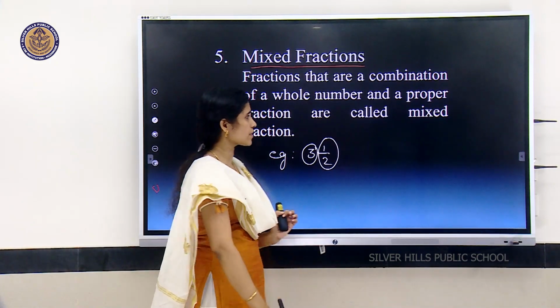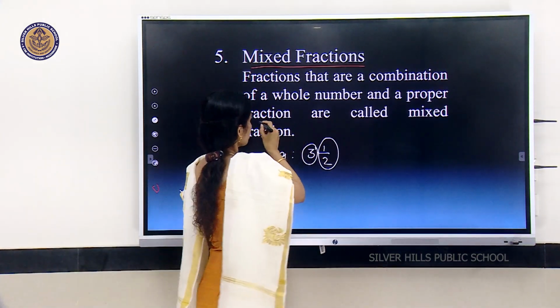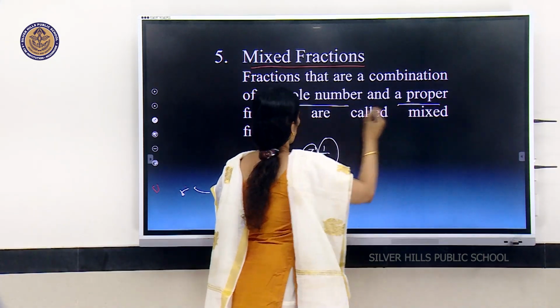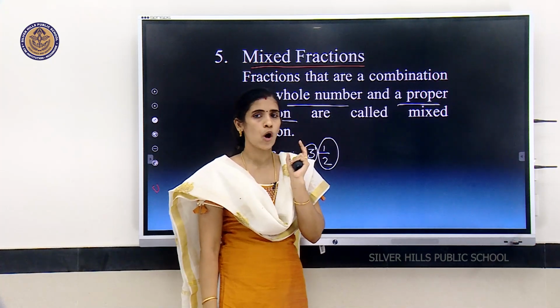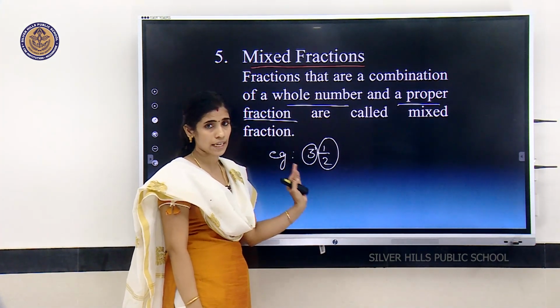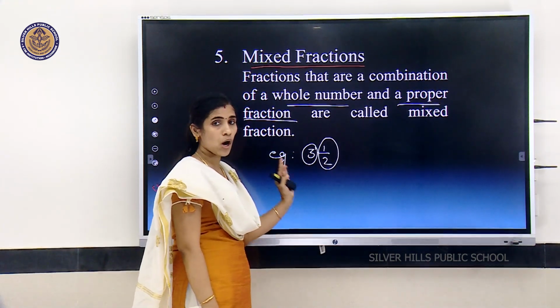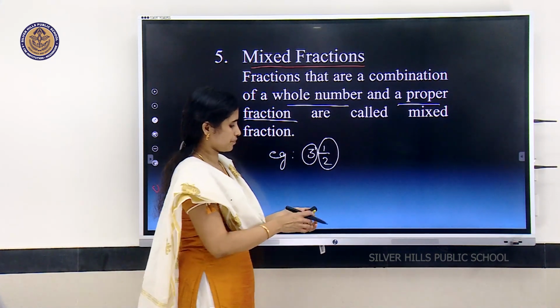Mixed fraction means fractions that are a combination of a whole number and a proper fraction. One example is 3 1 by 2. Here 3 is the whole number part and 1 by 2 is the fractional part.